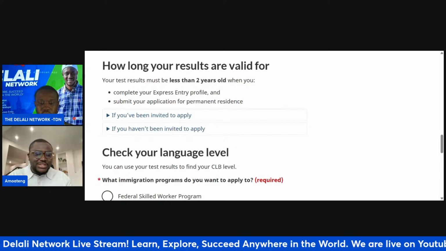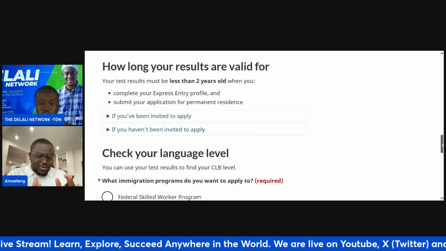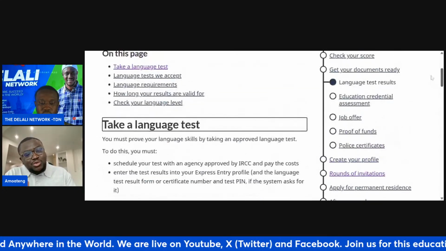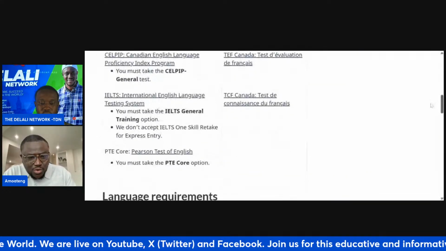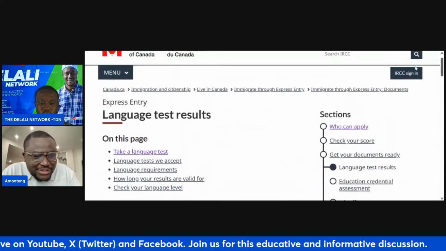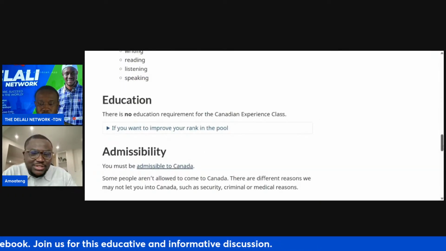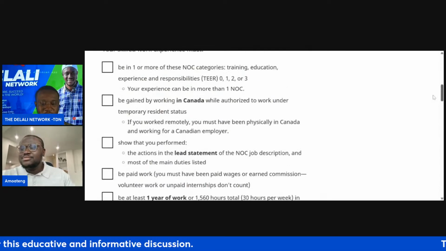But the point here is that your English exams or your French exams or language exams at every point in time should be less than 2 years old. So you can do your own analysis and see how it will work out for you. But the validity should be less than 2 years. Yeah. Okay. Thank you for that clarification.